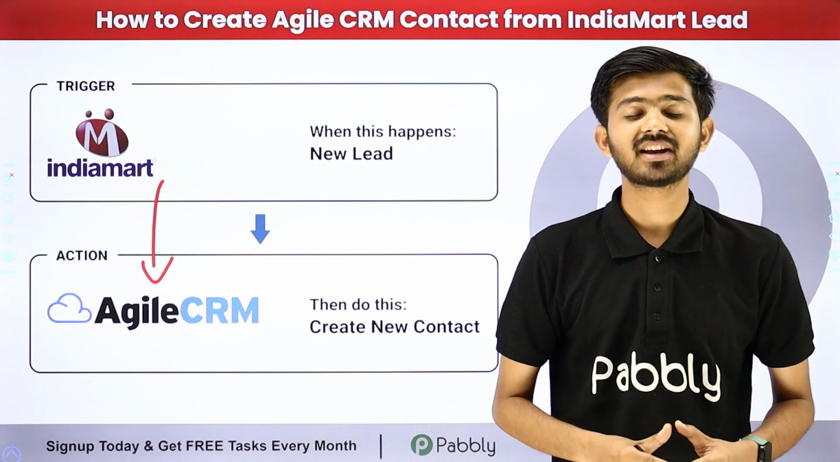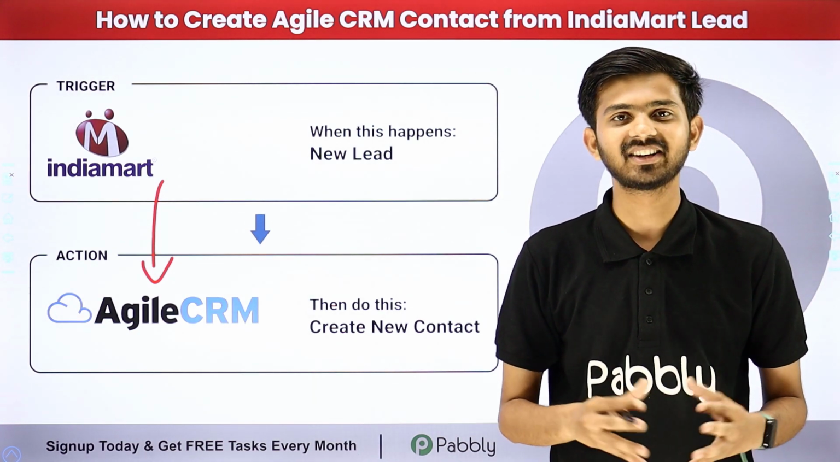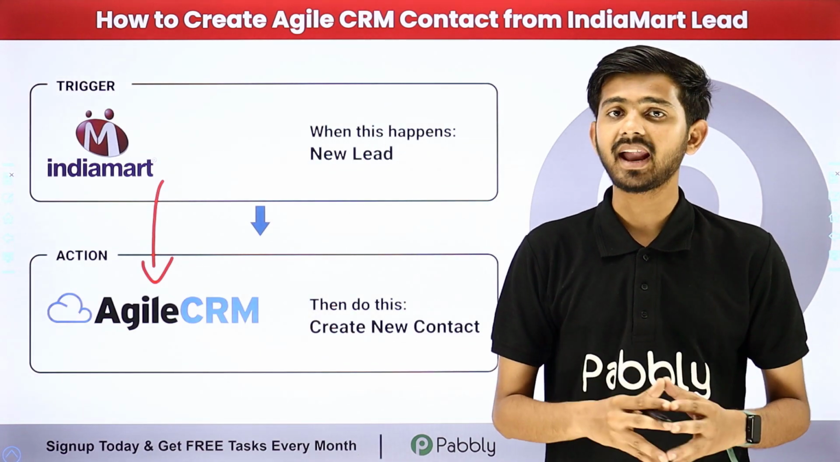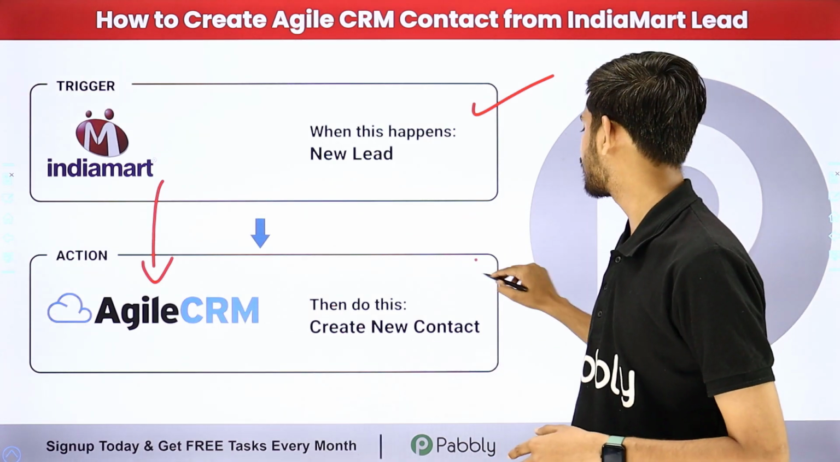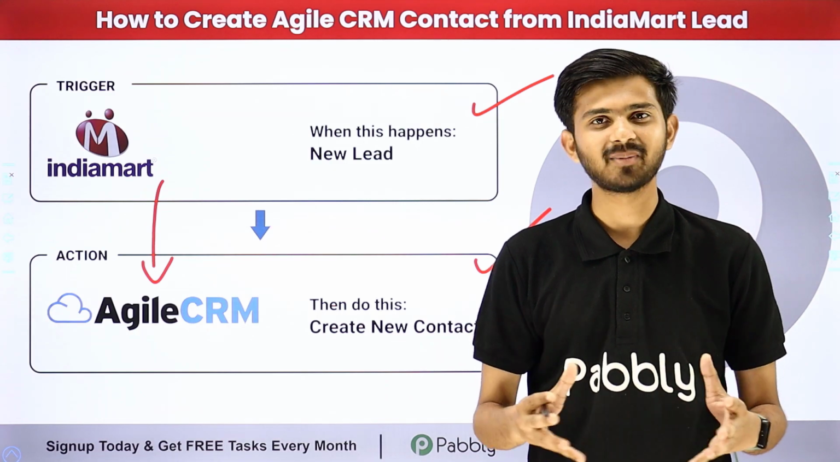For building this connection, I'm going to use Pabbly Connect, which is an amazing software for automation and integration. In Pabbly Connect, I have to use a trigger and an action. In the trigger application, I'm going to use IndiaMART. In the action application, I'm going to use Agile CRM. So how am I going to build this connection? For that, let me take you to my computer screen.